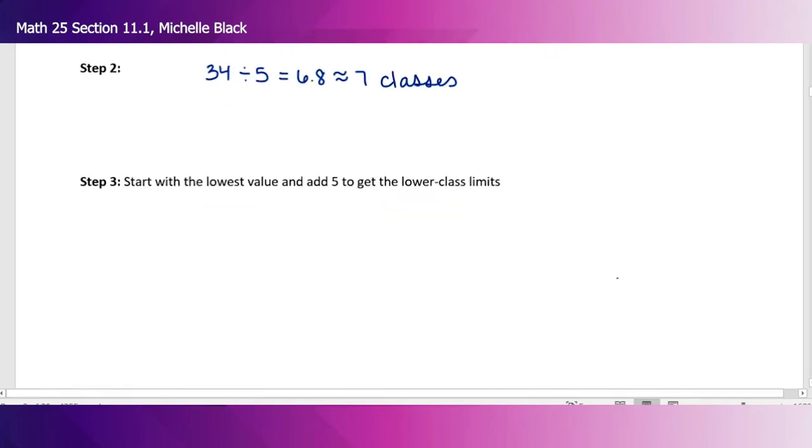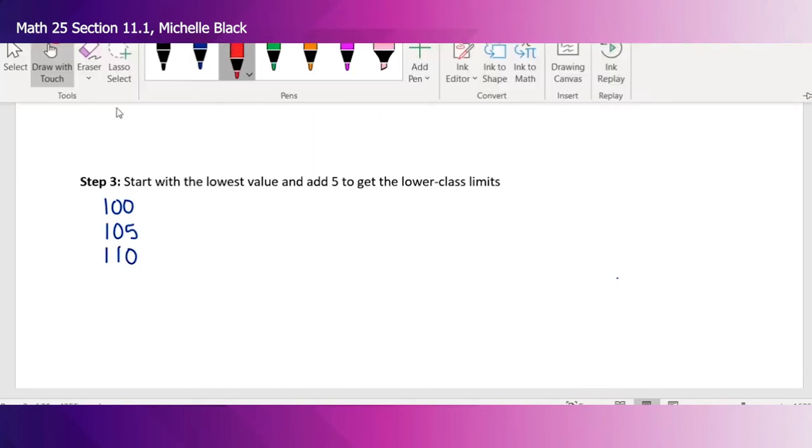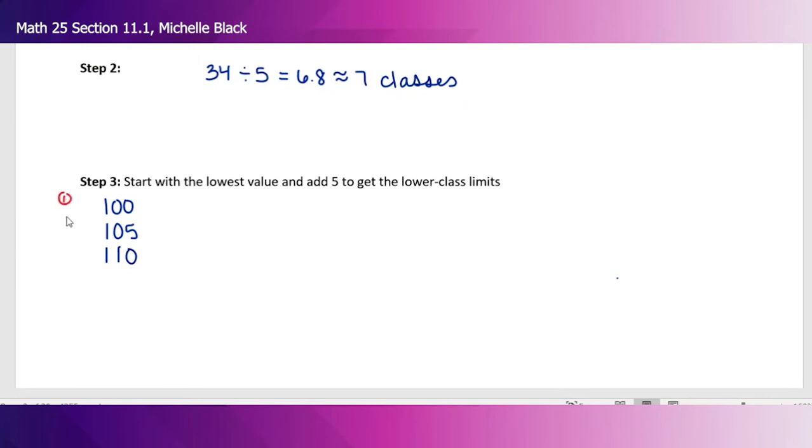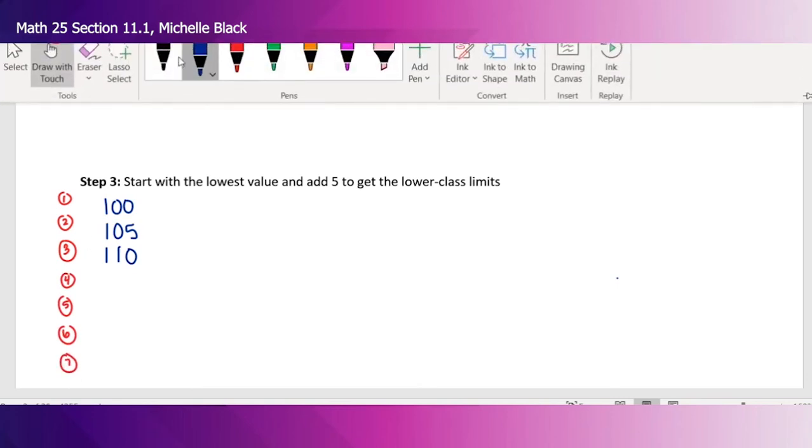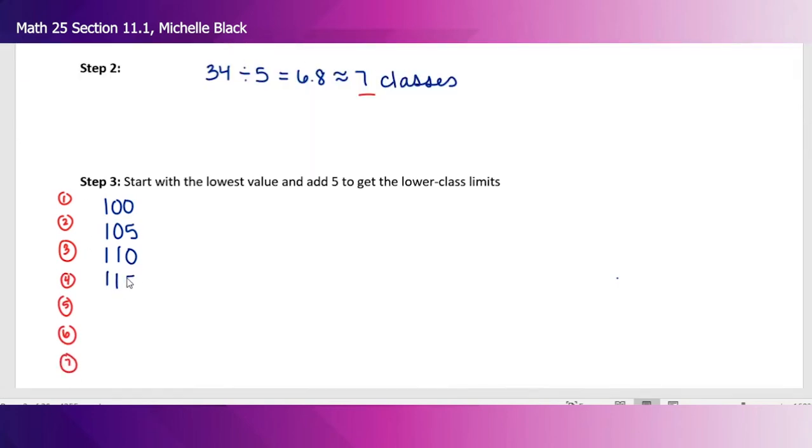Step 3, we want to start with the lowest value and add 5 to get the lower class limits. So the lowest value we had in our chart was 100. And if I add 5 to that, my next lower class limit will be 105. If I add 5, I'll be at 110. Notice so far I've come up with 3 lower class limits. So this is class 1, class 2, class 3, and I want 7 of them. So I'm going to have class 4, class 5, class 6, and class 7. If I add 5 to 110, I'll go 115, 120, 125, 130.